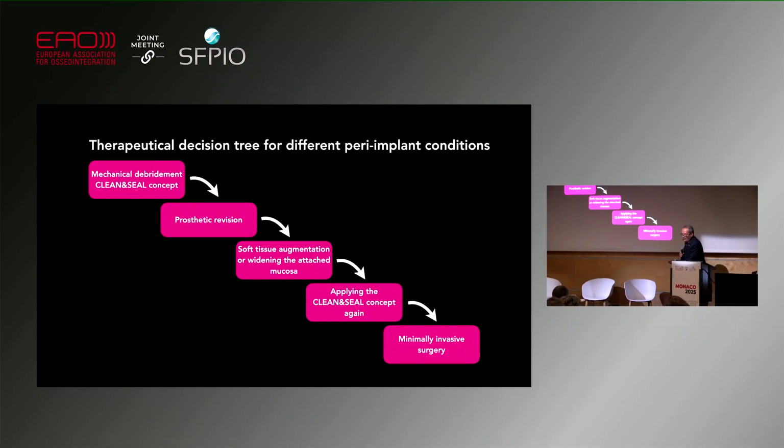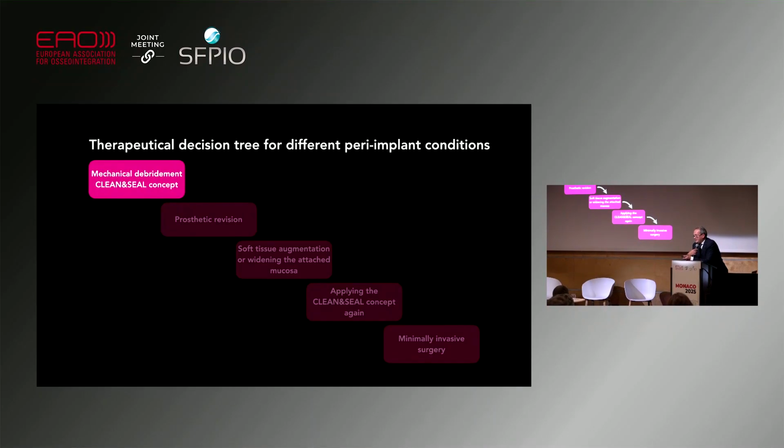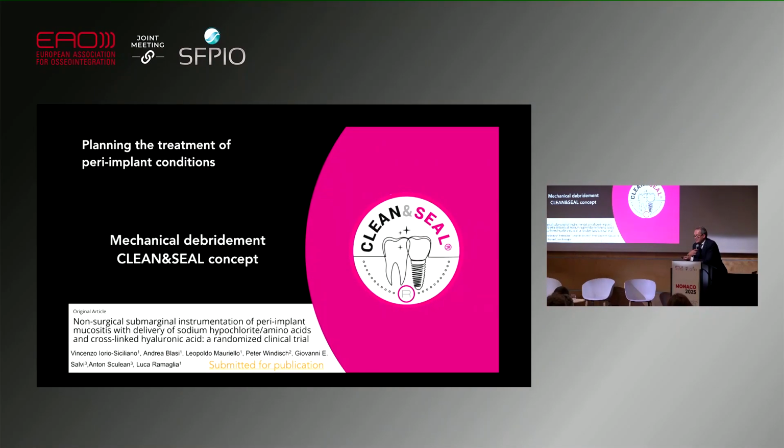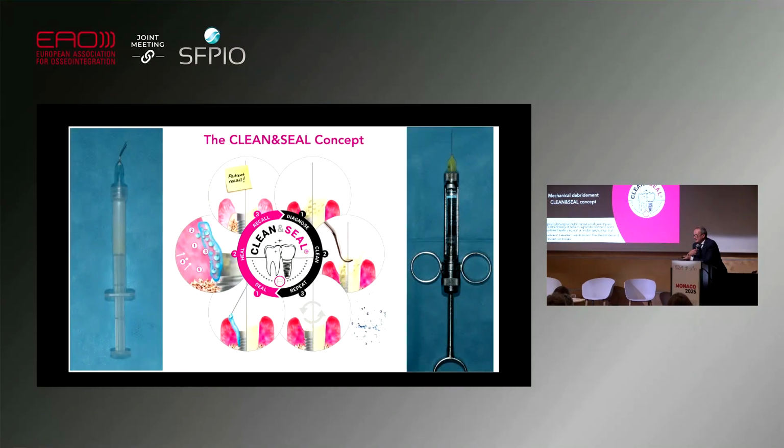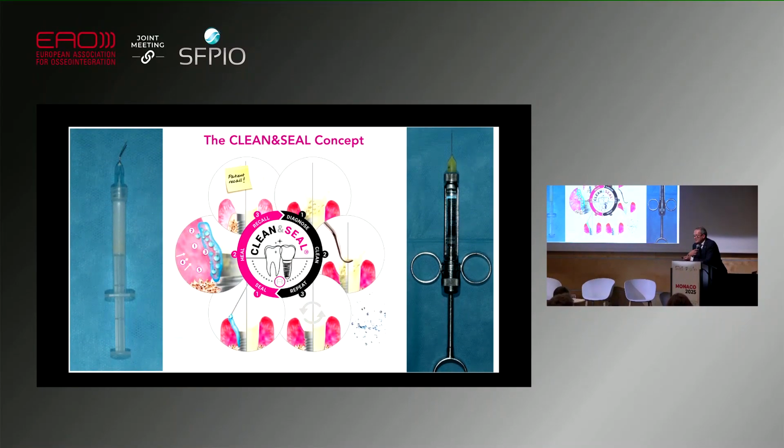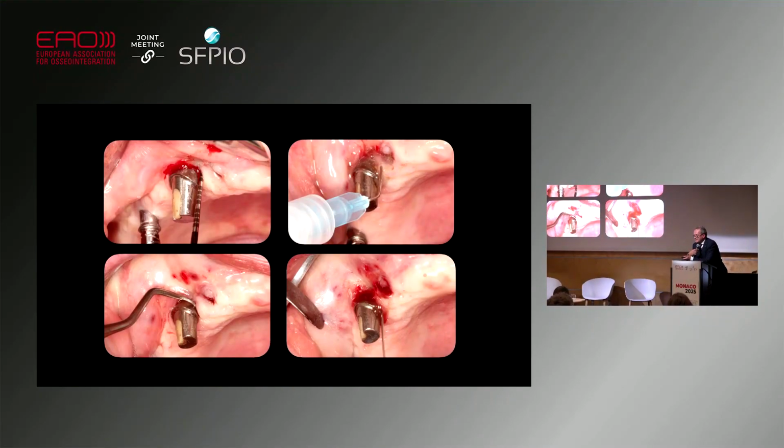So probably, if we want to stabilize the wound, if we want to have a longevity of the antiseptic therapy and some helping agent inside the defect, then the hyaluronic acid could be very, very useful. We start our therapy with the mechanical debridement and the CLEAN&SEAL concept. This is a part of our study, which will also be shortly introduced. You can see the same concept.